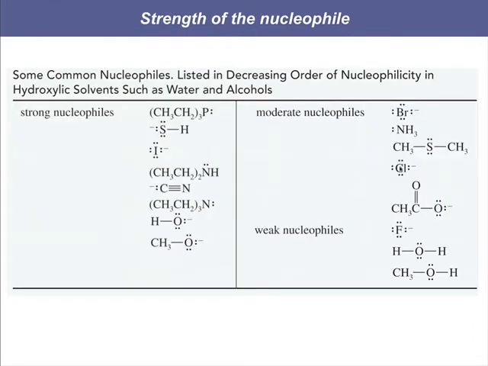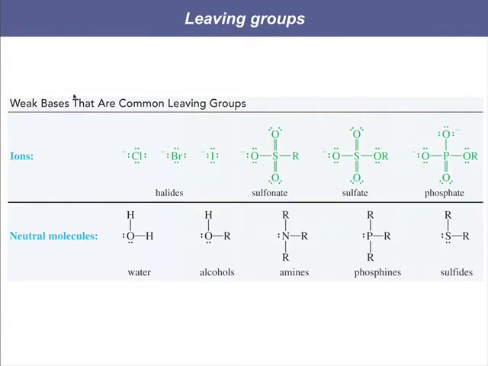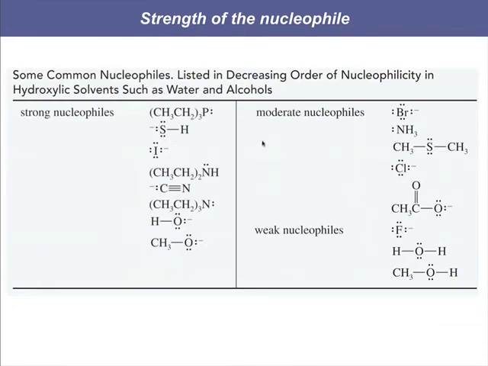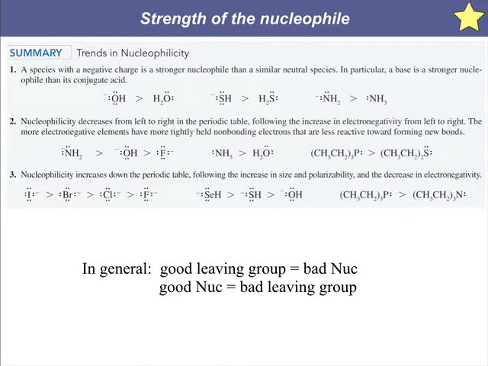Also listed as a moderate nucleophile, but also listed as a good leaving group. So there's something fishy going on with the halogens. Chloride, bromide, and iodide somehow managed to be good leaving groups, weak bases, and strong to moderate nucleophiles, so strong to moderate bases. There's something weird going on there. Your book has these trends here.